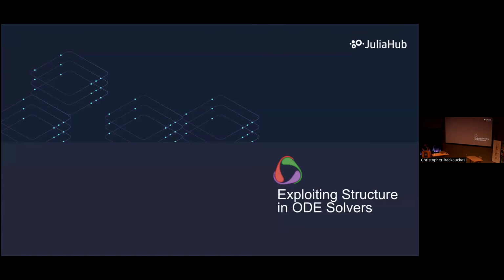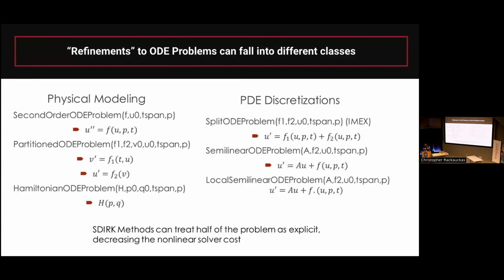And so then one of the next pieces is how do we exploit all of this structure within these ODE solvers, right? So what we've done is we basically come up with this pattern of here's all these different forms that have different amounts of information.